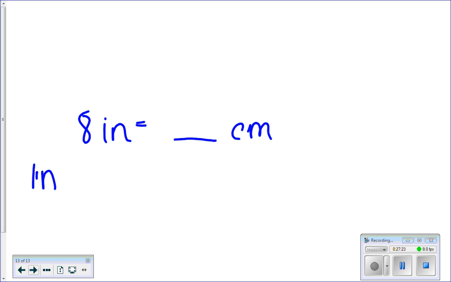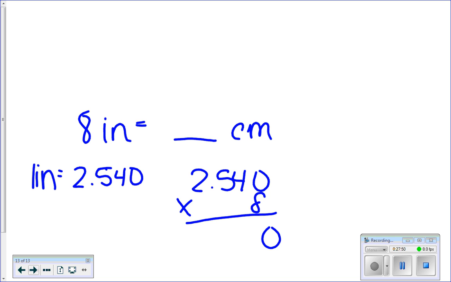1 inch is like 2 point, what was it? Okay, are you watching, Larissa? So then I'm just going to multiply those 2 together. Remember when you use the chart, all you do is multiply. So it'll be 2.540 times 8, 0, 2, carry the 3, 43, 16, 17, 20. Something like that. And that's my answer.